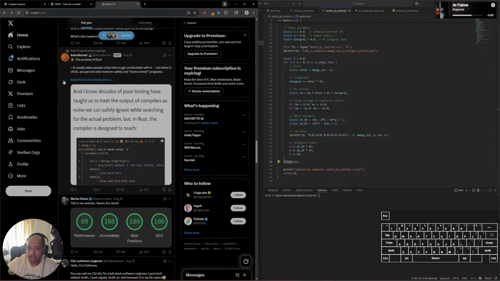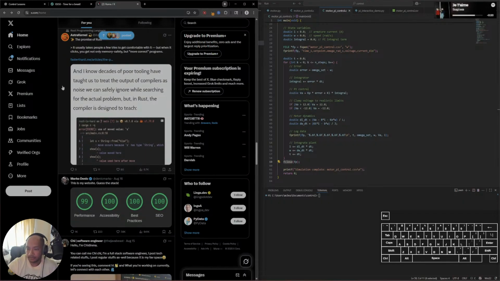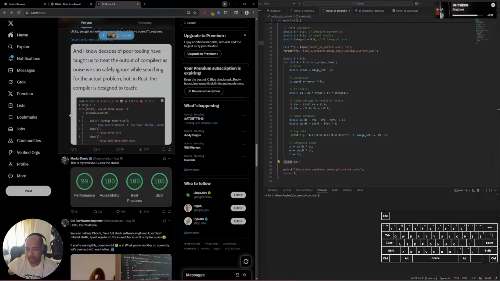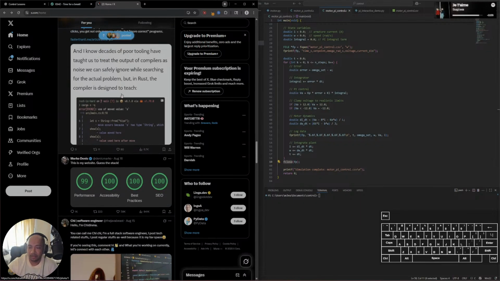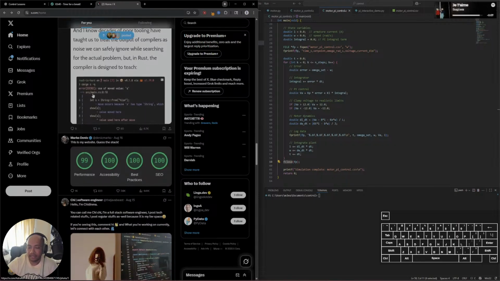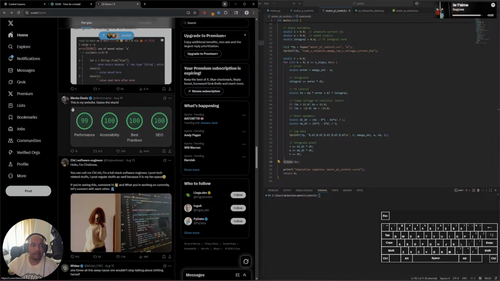The promise of Rust: it usually takes people a few tries to get comfortable with it, but when it clicks, you get not only memory safety, but more correct programs. You treat the output of compilers as noise we can safely ignore while searching for the actual bug. Rust. I love the Rust compiler. It's really nice. It tells me exactly where I messed up.